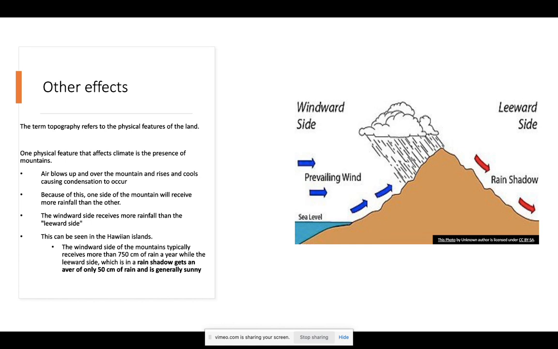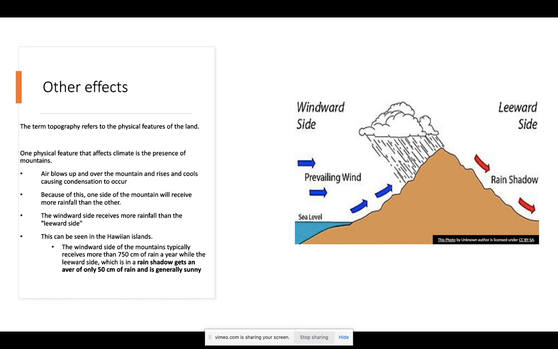So as you can see here, air is blowing up and over the mountain. And as the air is blowing up and over the mountain, it rises and cools and allows this condensation to occur. And as you guys know, as condensation occurs, it's eventually going to fall back as precipitation. Because of this, one side of the mountain will receive more rainfall than the other side. So we have this cool wind blowing up and over one side of the mountain. As it's moving up and over, the condensation occurs on the windward side, which is going to typically receive more rainfall than what we call the leeward side. So the rain shadow is on the opposite side.